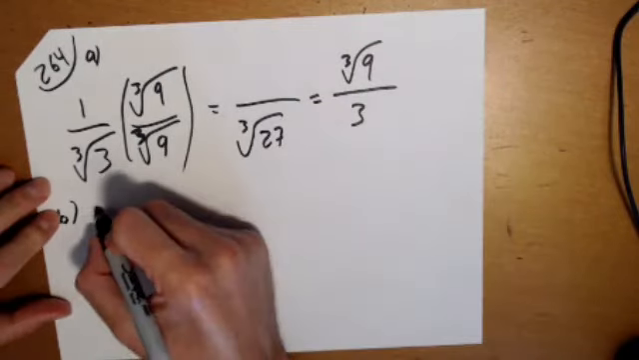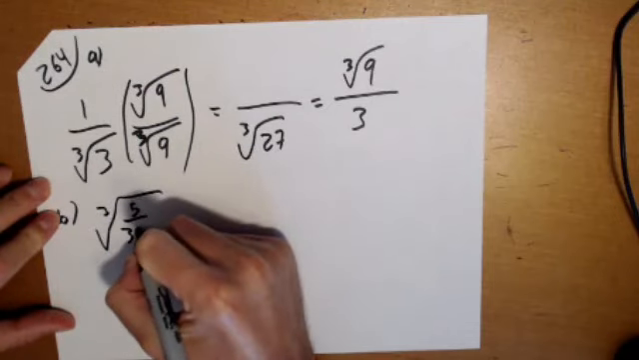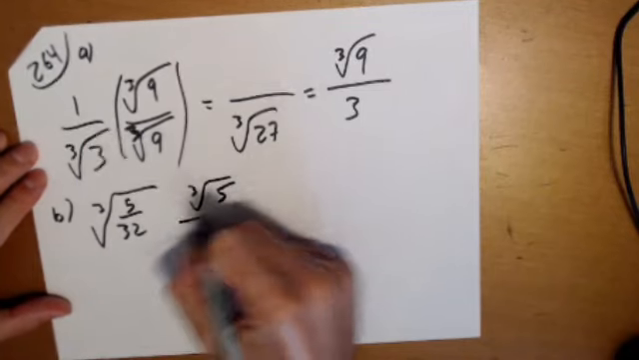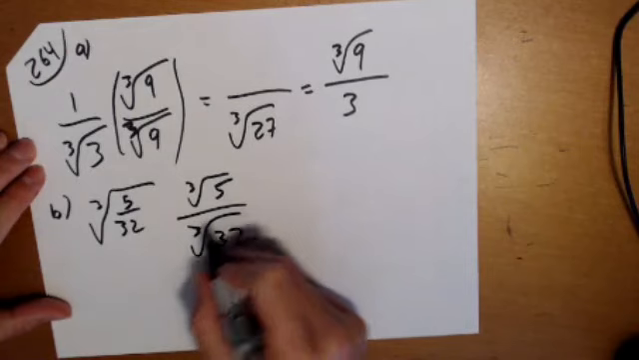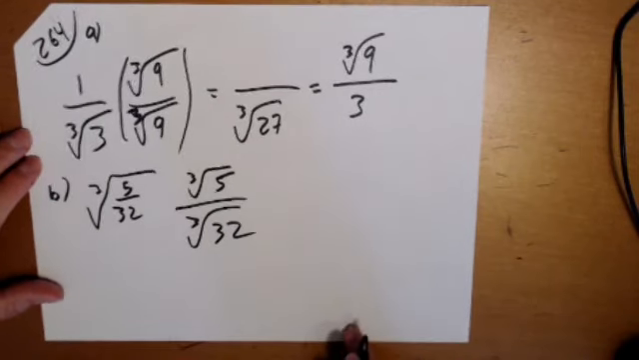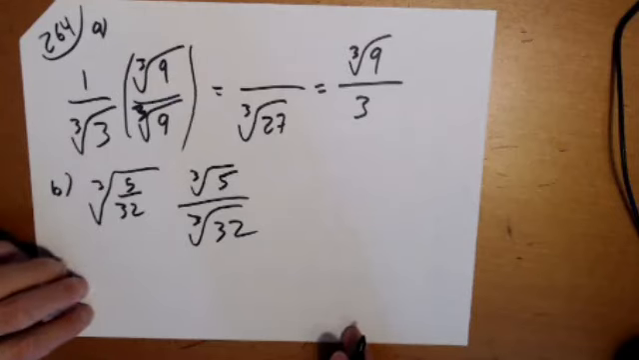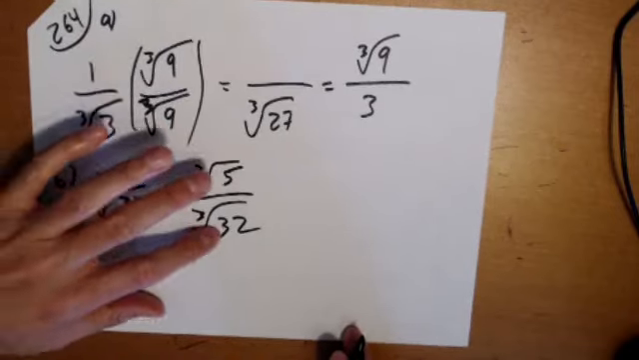So we have cube root of 5 over 32. I'm going to call that the cube root of 5 over the cube root of 32. And then, are there any perfect cubes? There's a couple ways you could do this. Let's clean up.